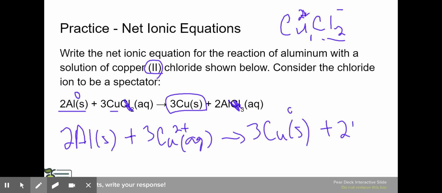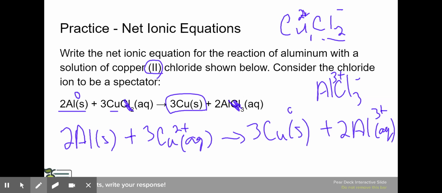Plus 2 aluminum ions. Now, aluminum, if you look at AlCl3, chloride always has a -1 charge. The aluminum is a +3 if you look on the periodic table and that pattern. So that'll be 2 aluminum 3+ dissolved in water. So that would be my net ionic equation for this single replacement reaction.